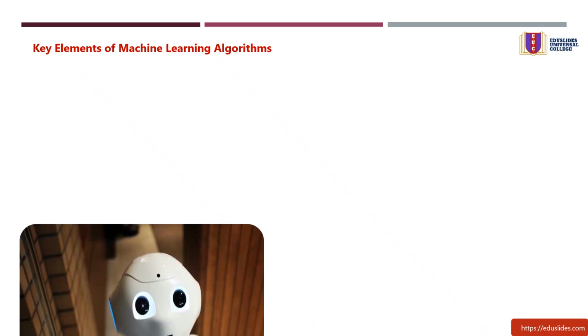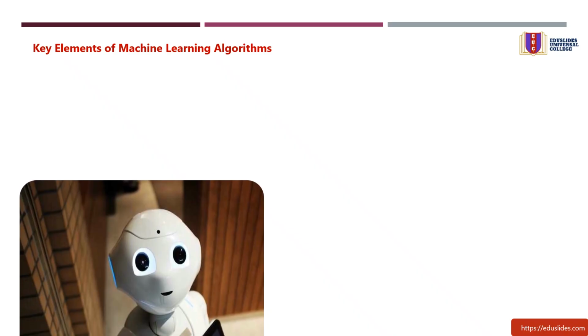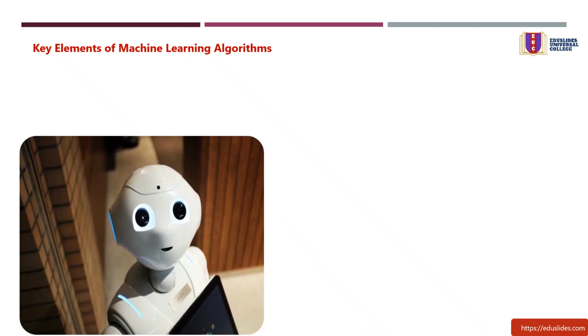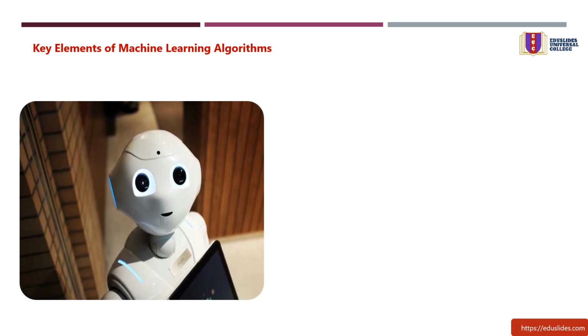Machine learning encompasses thousands of algorithms, which can be categorized based on their learning style or the specific problem they are designed to solve. However, all machine learning algorithms share several fundamental components. 1. Training data. Training data refers to the input information such as text, images, videos, or time series data that a machine learning system learns from.